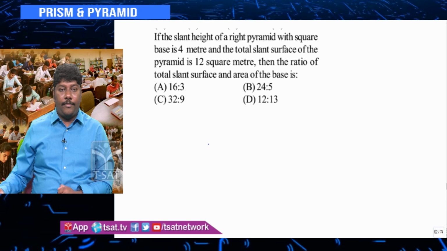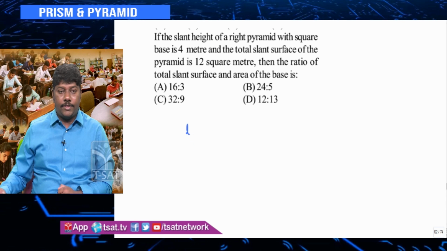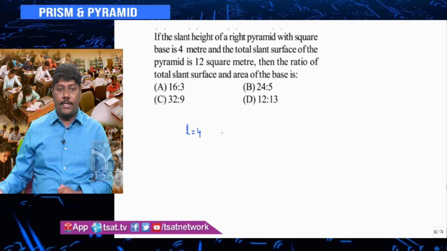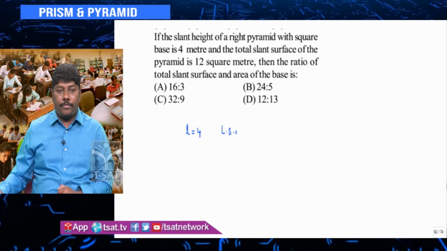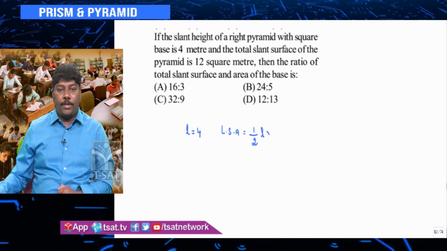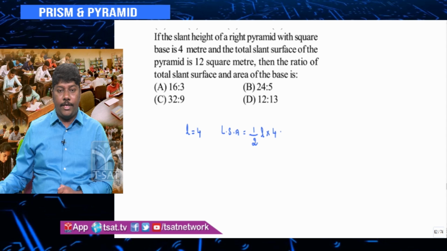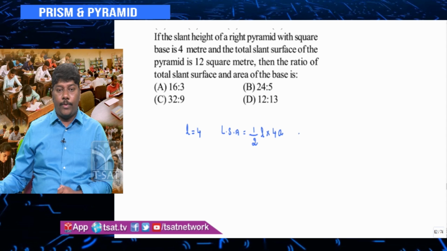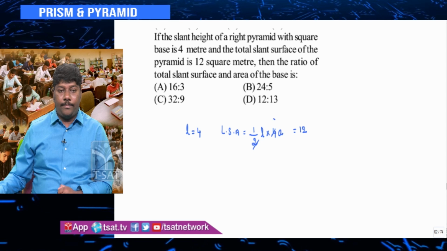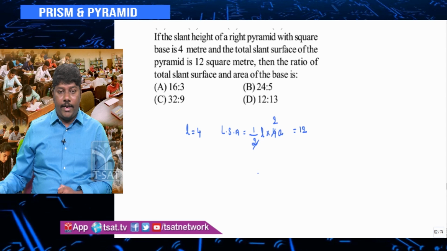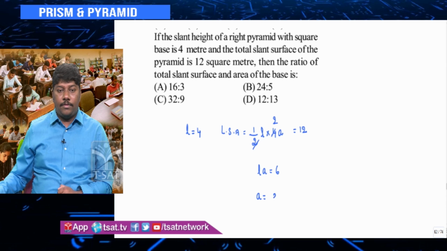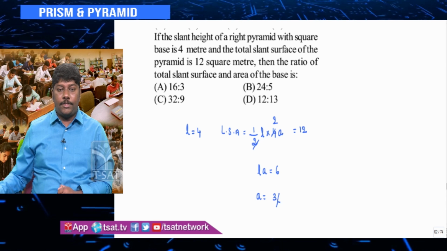Slant height of the right pyramid with the square base is 4. So, slant height is 4. Total slant surface area, slant surface means lateral surface area, is half into slant height into base perimeter. Base perimeter for a square is 4a, so half into 4 into 4a is equal to 12. So, cancel 1s are 2s are. So, a is equal to 6. I can find out a also, which is 6 by 4, which is 3 by 2.